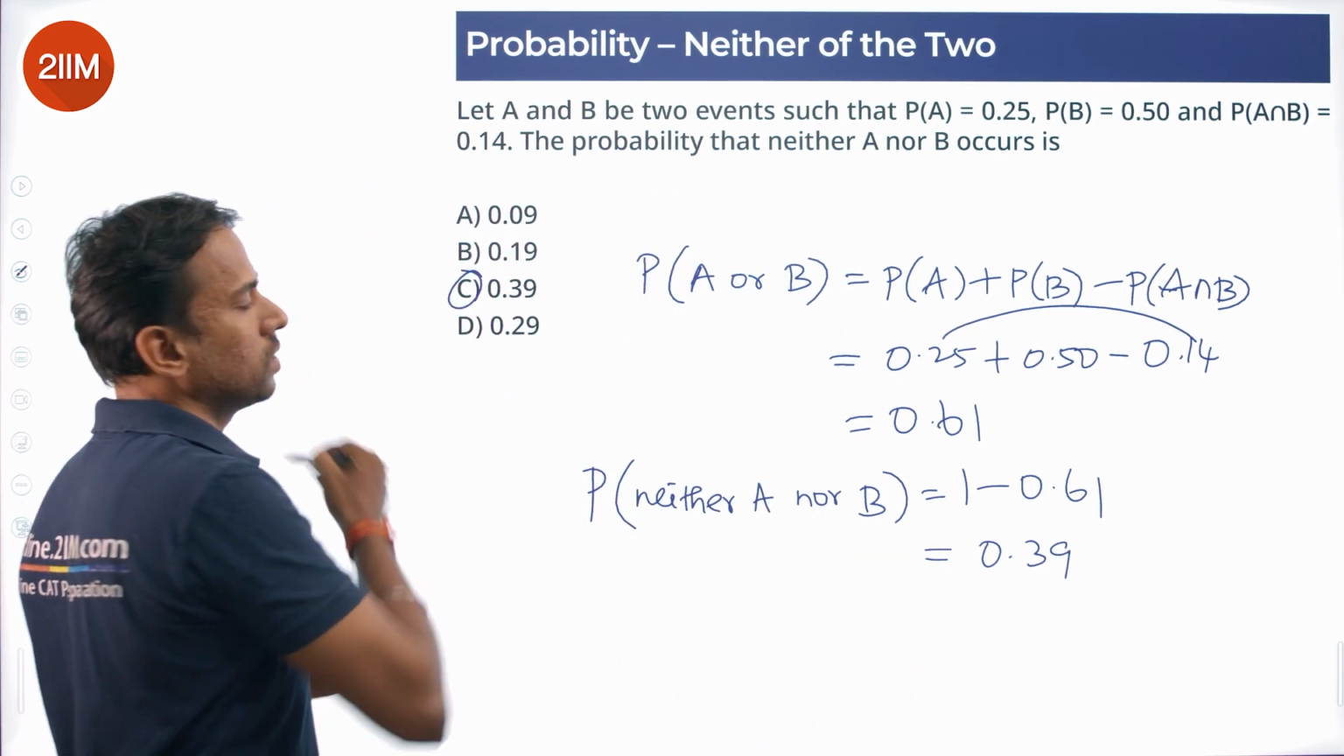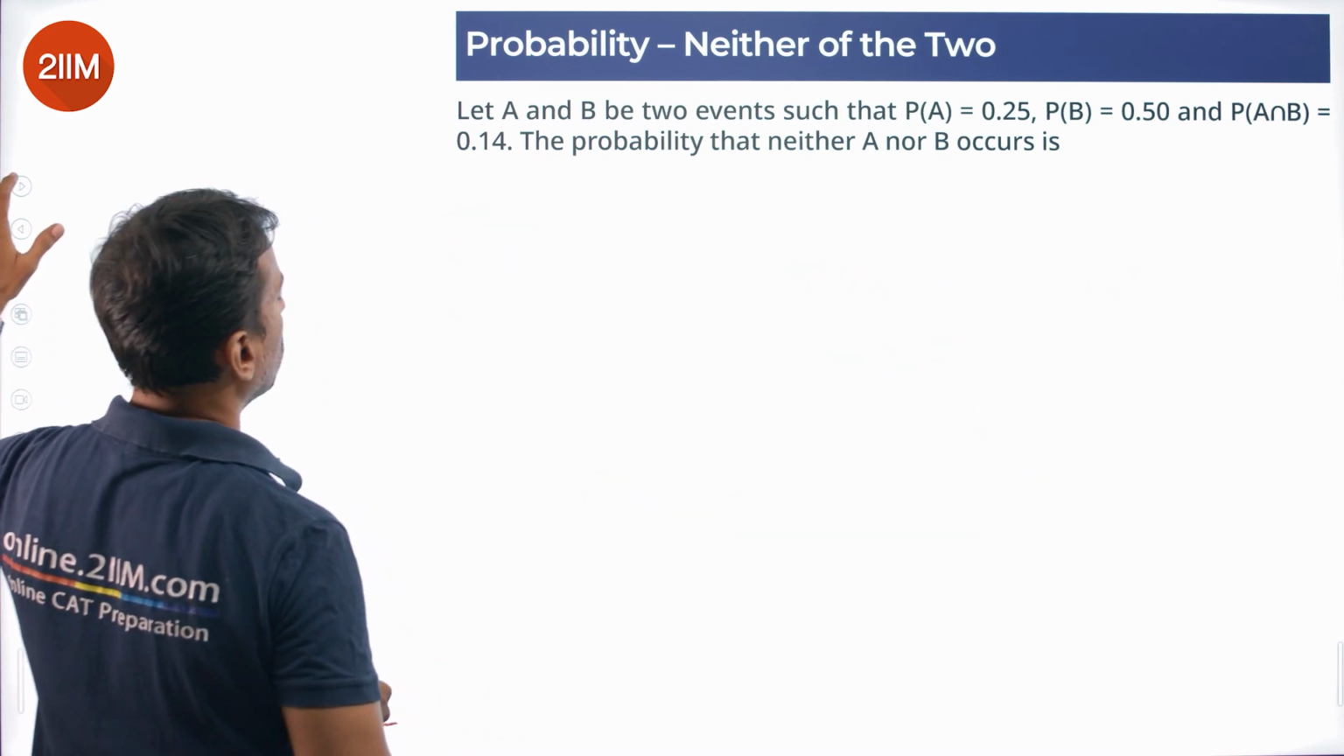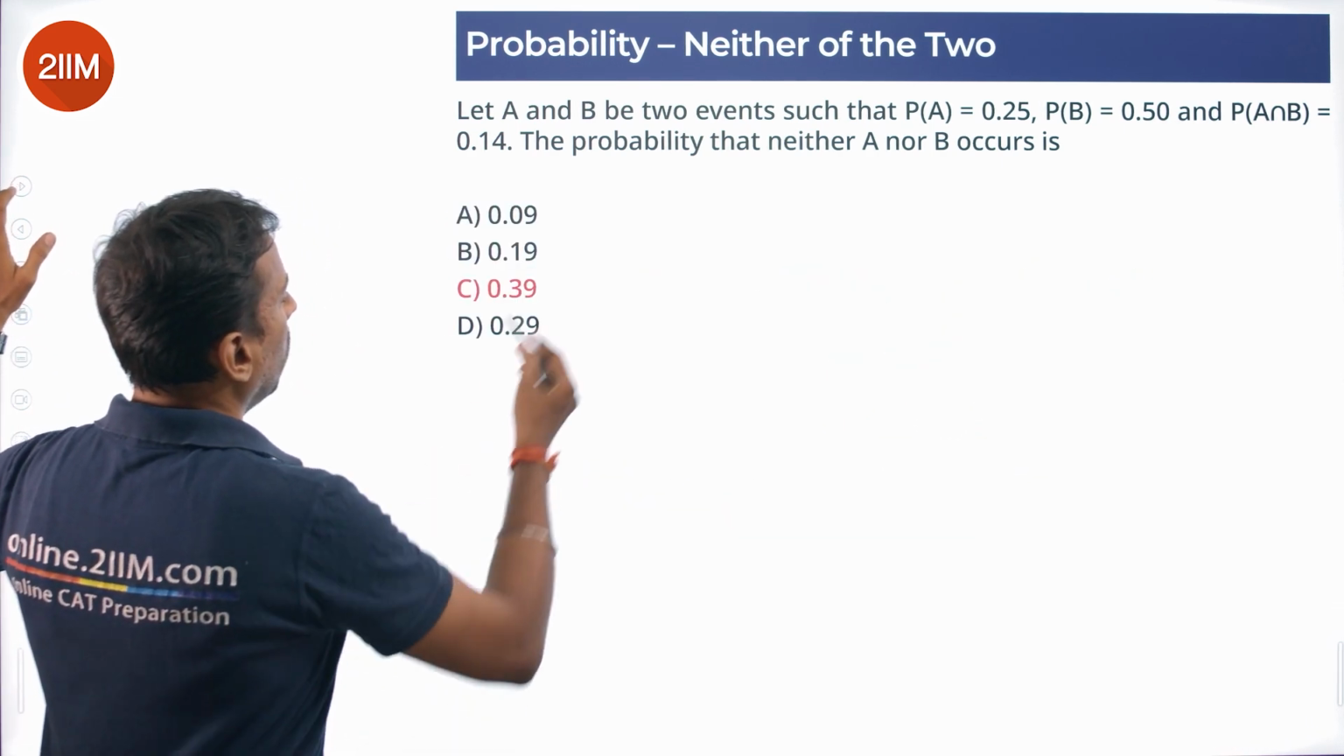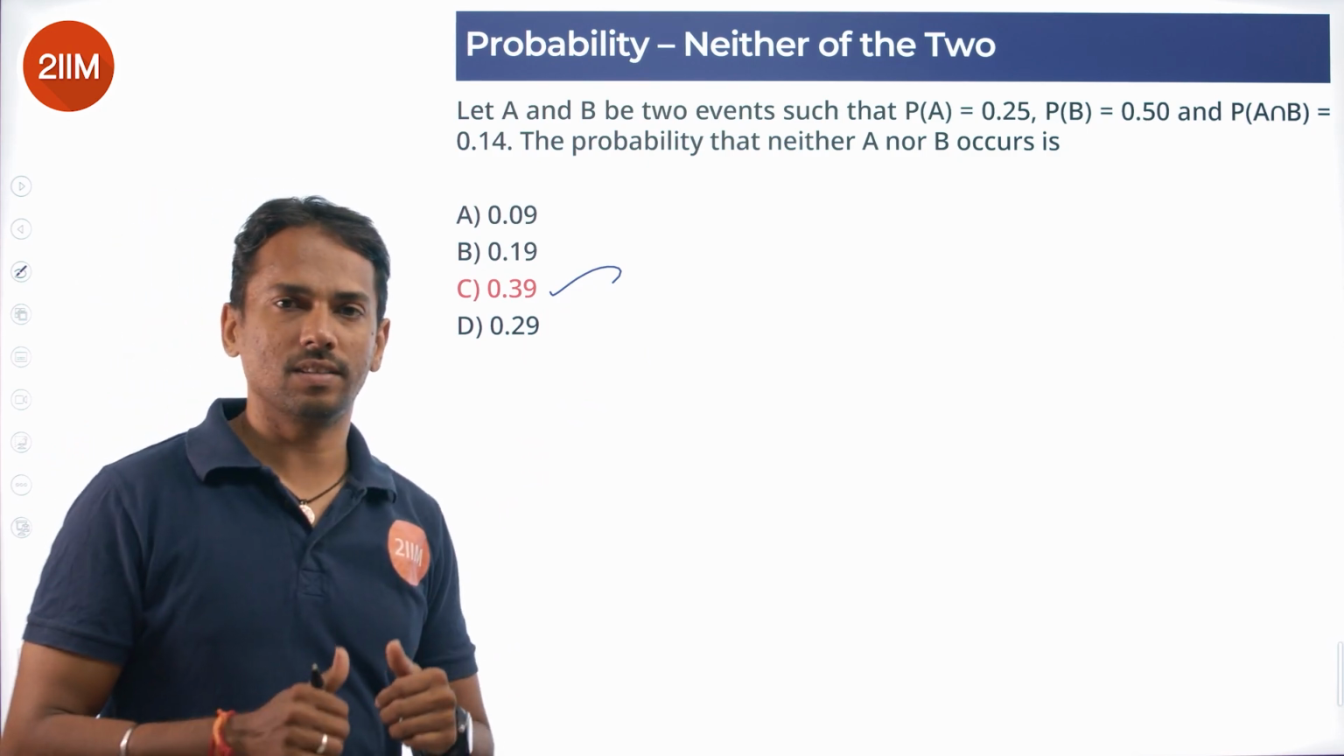Option C, our answer is available. So that should be the answer. We'll have a check. Yeah, 0.39, option C is the right answer.